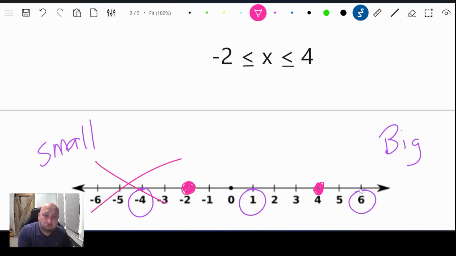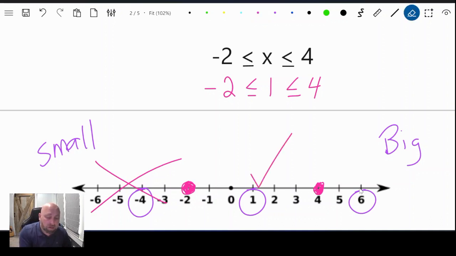Now let's try the number 1. Let's see if the number 1 works. -2 is less than or equal to 1 is less than or equal to 4. Is that true? -2 is less than 1. Yes, that's true. 1 is less than 4. Is that true? Yes, that's also true. Good news, this one works right here.